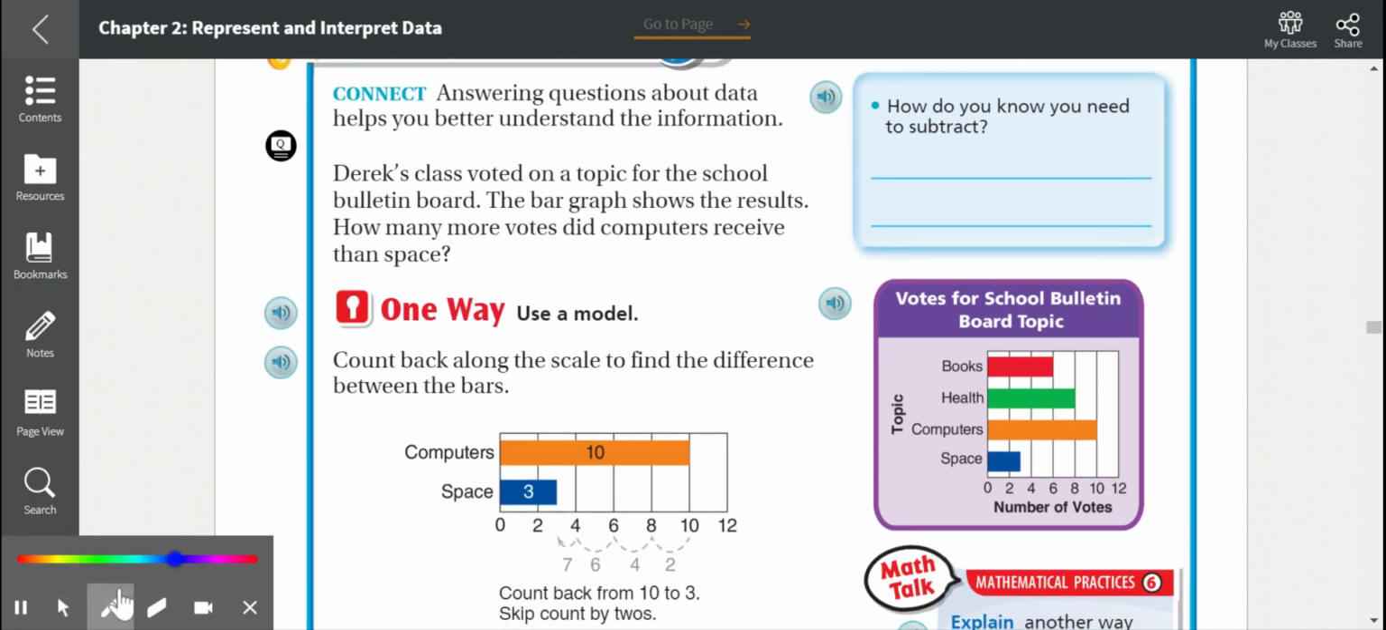All right, let's start with Derek. Derek's class voted on a topic for the school bulletin board. The bar graph shows the results. How many more votes did computers receive than space?